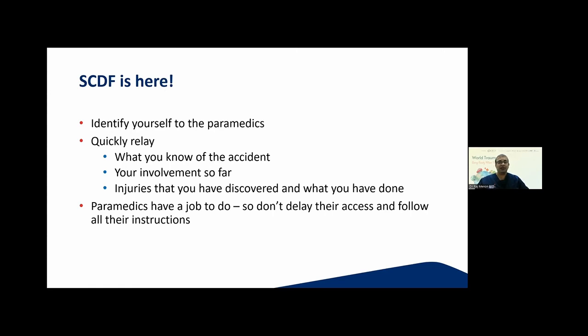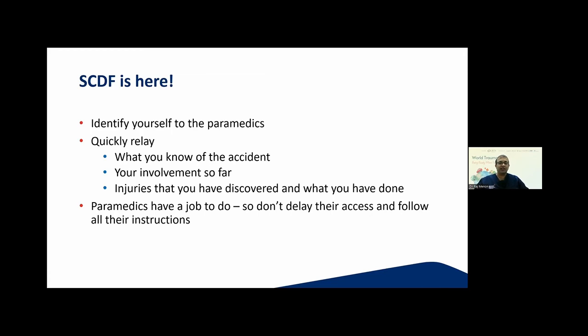For example, have you applied a bandage over an area? Have you applied compression? Have you, for example, applied a tourniquet? And these are very, very crucial for them. At the same time, the paramedics have a job to do, and they have a clear protocol about what to do when they first approach a patient. So don't delay their access to the patient as well.